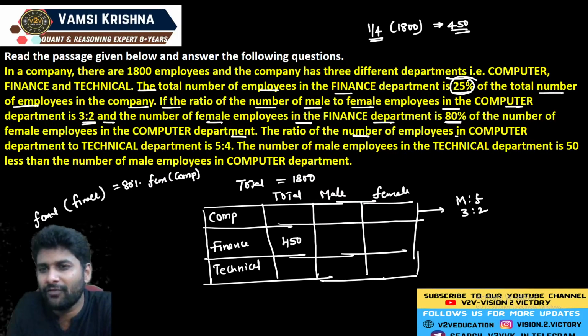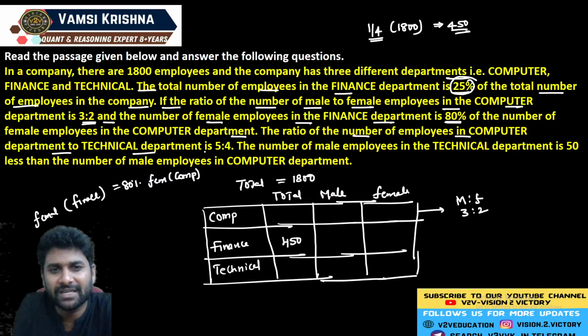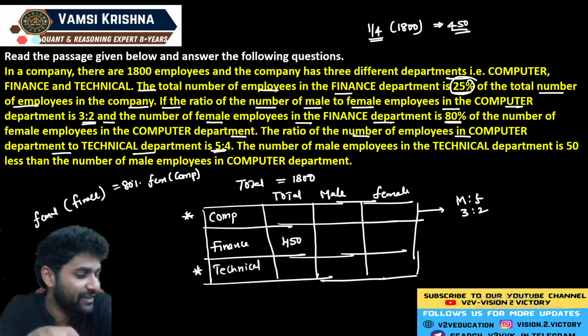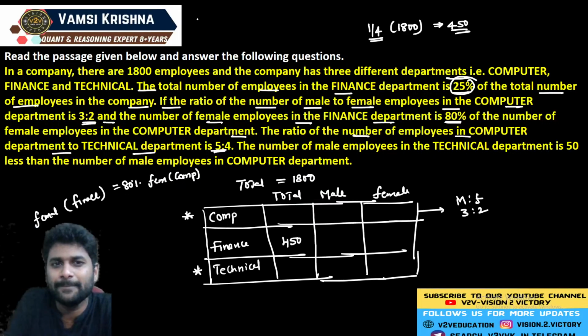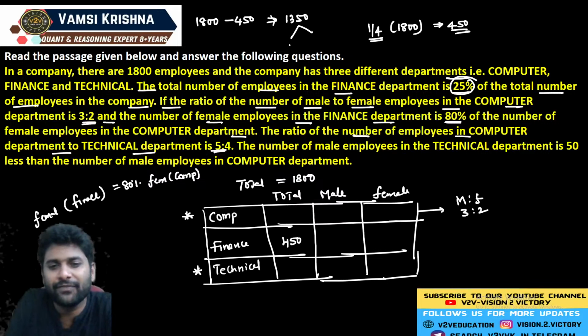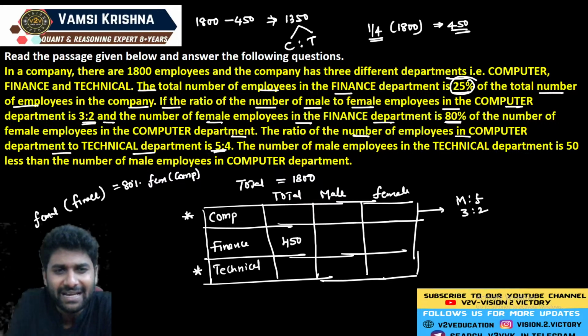The ratio of the number of employees in the computer department to the technical department is 5 is to 4. Computer to technical ratio is 5 is to 4. You already know that out of 1,800 people, 450 people are working in finance. So what about the remaining ones? 1,800 minus 450 is exactly equal to 1,350. Now these 1,350 people are working in the computer department and the technical department, and they clearly mention that the ratio of people in the computer department and technical department is 5 is to 4.